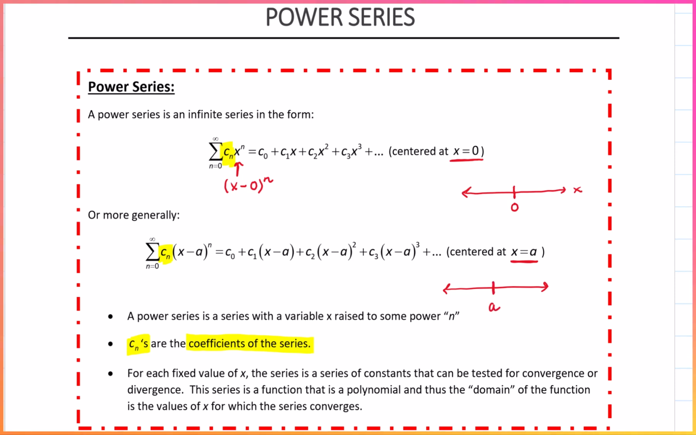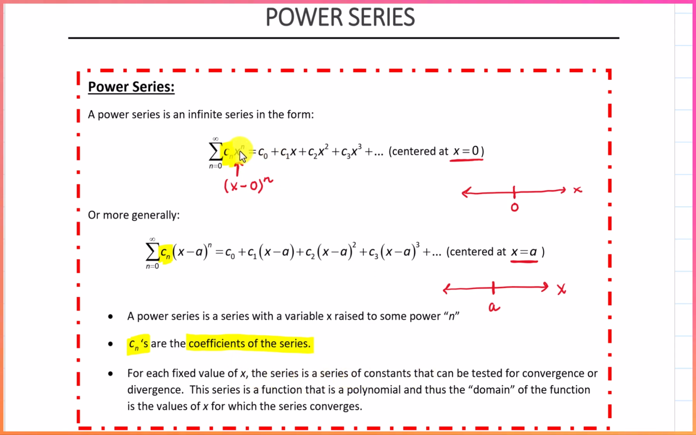Now, of course, a could be 0, and we would just go back to the previous definition that I have right there. So more generally, we use the second definition I've given here, where we've let a be any value, and it can be equal to 0, and then that would just simplify to the version we have above. All right, so a power series is just a series where we have x raised to some power. For each fixed value of x, whatever number we're plugging in for x, this series just becomes a series of constants, right?